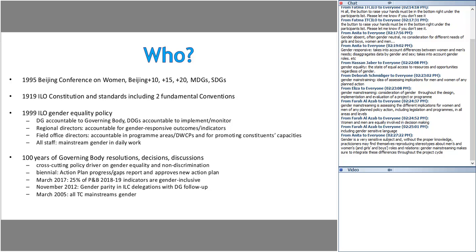In March 2017, I was there in the room, the DG told the governing body that 25% of the P&B 2018-19 indicators are gender inclusive. Sorry, he told the governing body that all outcome indicators, at the governing body's insistence, include success criteria on gender equality and non-discrimination. That's in the record. And in November of 2012, gender parity was instructed to be the goal.